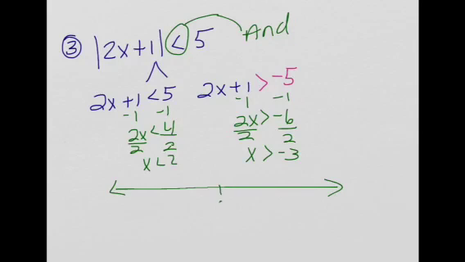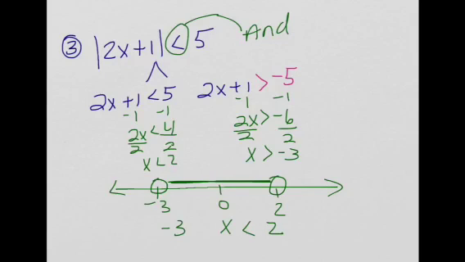So this is going to be 0, negative 3, and 2. So we have x is greater than negative 3, and x is less than 2. So you'll notice that it's in between. So we put our x, our negative 3, and our 2. x is less than 2, and x is greater than negative 3, set builder notation.